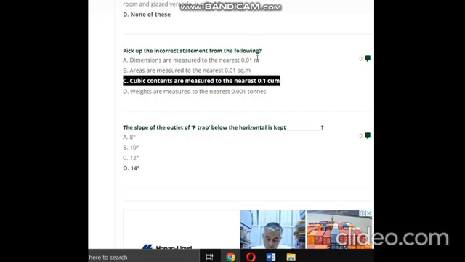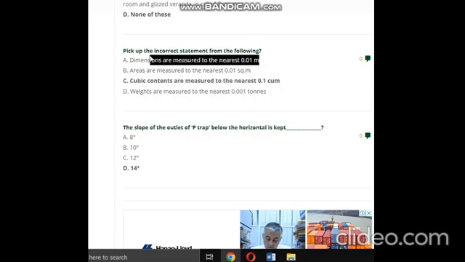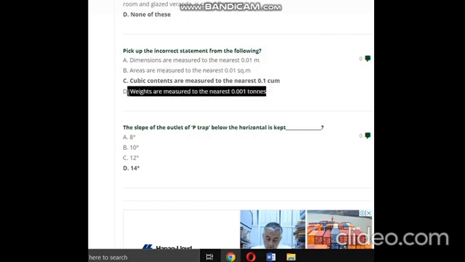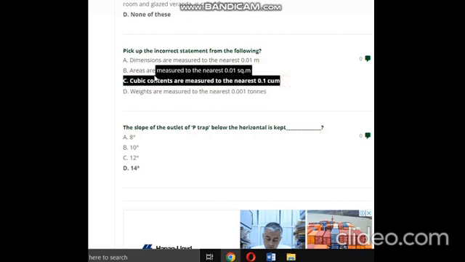A is true in this case. Dimensions are measured to the nearest 0.01 meter. Area is measured to the nearest 0.01 square meter. Weight is measured to the nearest 0.01 tons. And C is the answer, and that is incorrect.